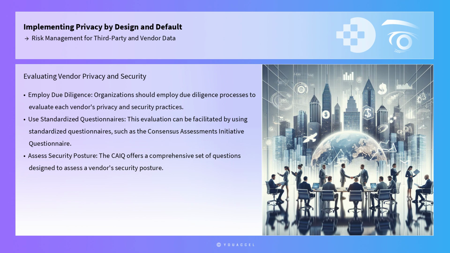Once vendors are classified, organizations should employ due diligence processes to evaluate each vendor's privacy and security practices. This evaluation can be facilitated by using standardized questionnaires, such as the Consensus Assessments Initiative questionnaire, which offers a comprehensive set of questions designed to assess a vendor's security posture. The CAIQ covers critical areas such as data governance, compliance, and incident management, allowing organizations to identify gaps in a vendor's practices and address them before data breaches occur.